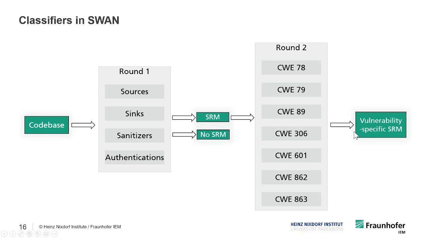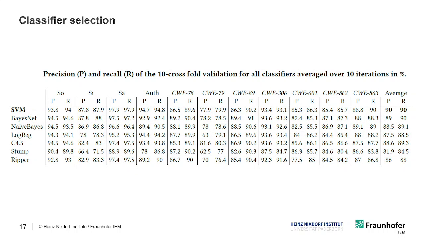So for each resulting list, we know for which vulnerability type this is relevant, and for each method in this list we know what type of SRM it is. This is a fully automatic approach, and so we did some experiments on which classifier to use.